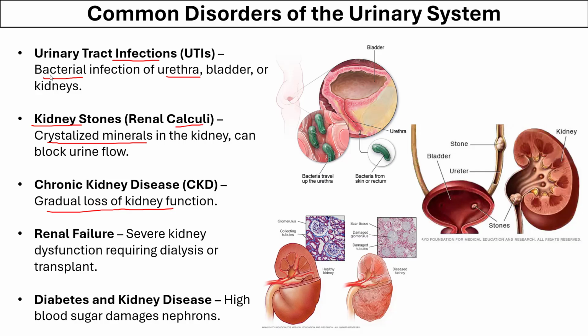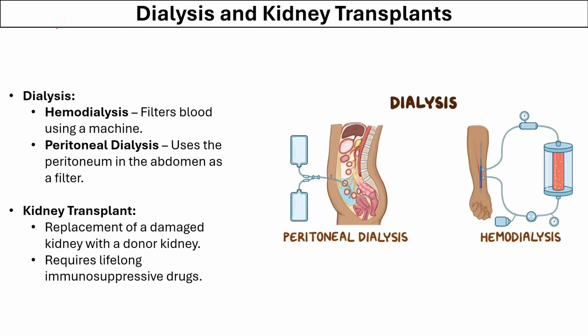Diabetes and kidney disorders are also closely associated, in which the high blood sugar actually goes on to damage the nephrons, and then people start getting high sugar concentration in their urine. In conditions of severe kidney dysfunction, dialysis and kidney transplants are two main options. Dialysis can be hemodialysis, in which the blood is filtered with the use of machines, and the other one can be peritoneal dialysis, in which we use the membranes of our body in the abdomen to filter the urine.